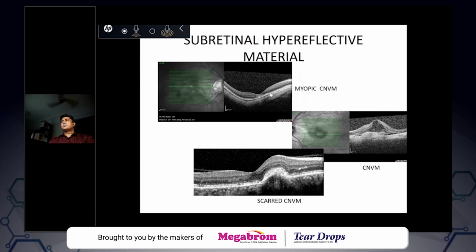Subretinal hyperreflectivity is anything below the ellipsoid zone. You see here below the ellipsoid zone, above the RPE, there is some hyperreflectivity. This is a CNVM. Here again, above the retinal pigment epithelium and below the ellipsoid zone, you see some hyperreflectivity. This is a CNVM. But this is of amorphous and heterogeneous nature, which means there is activity, and you can see there is some subretinal fluid. But here you can see there is homogeneous reflectivity. So this is a scar.